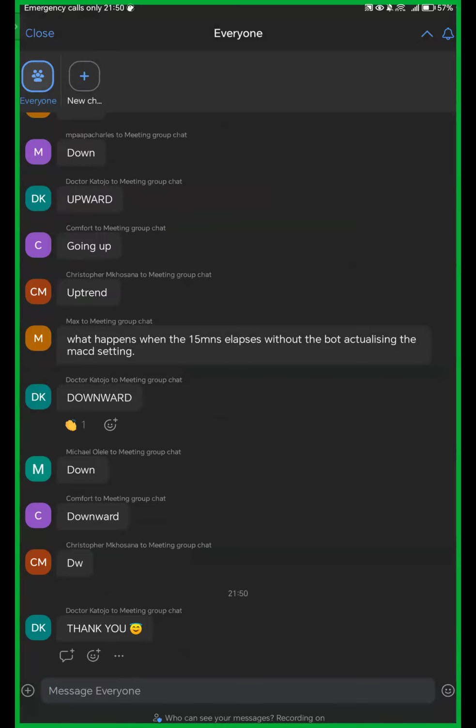What happens when the 15 minutes elapses without the bot actualizing the MACD? Doc, can you answer this question? Max is asking, what happens when the 15 minutes elapses? Is the robot going to buy or is it not going to buy? If the MACD is not spotting a death cross after 15 minutes, is the robot going to buy or not? I need answers in the chat. Start typing now.